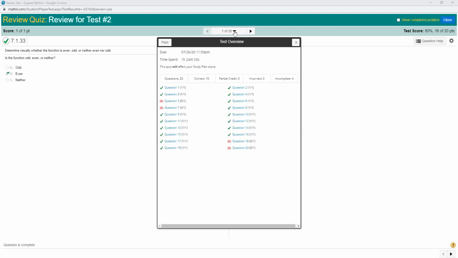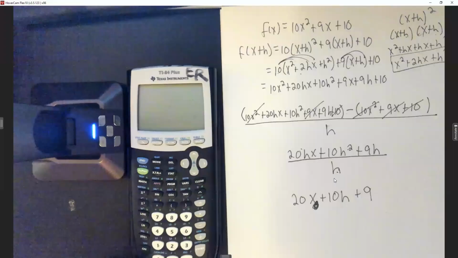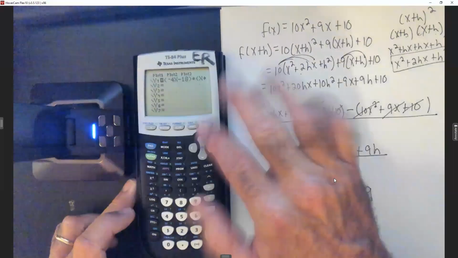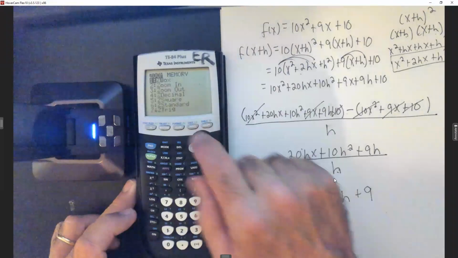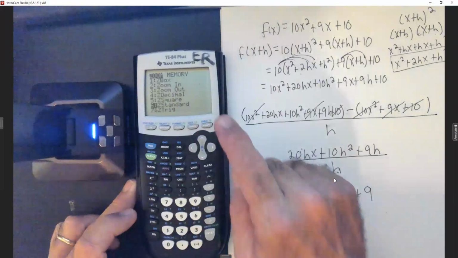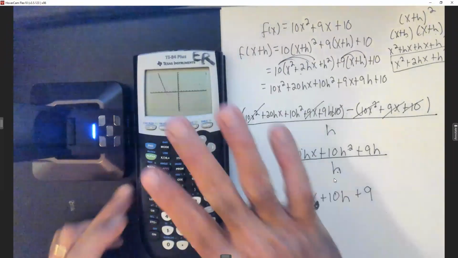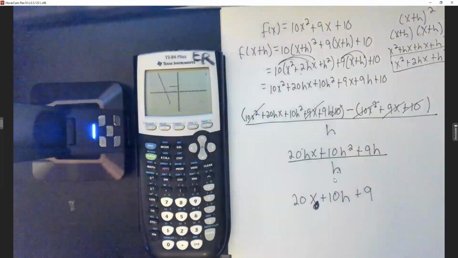All right, so let me pull on here. To get back to a regular screen, 10 by 10, you would hit Zoom and number 6 for standard. And that's going to bring you back to a regular 10 by 10 screen.